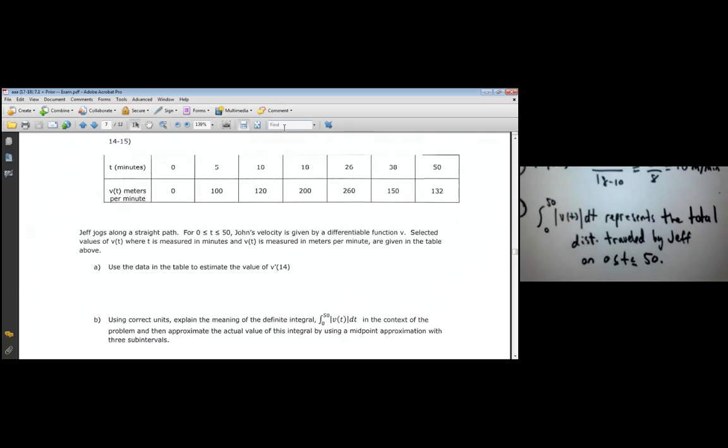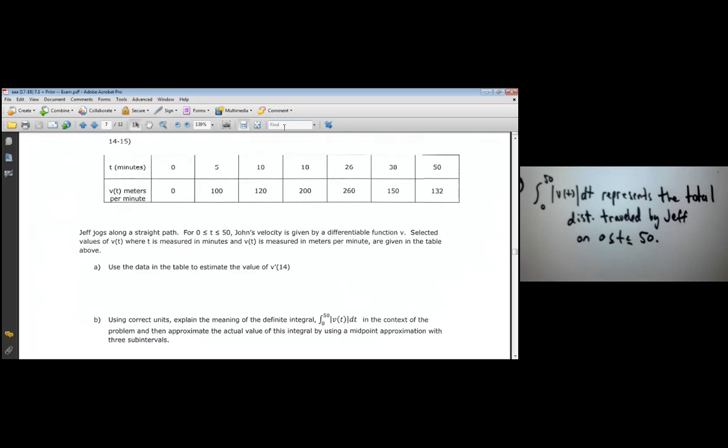Would it also be acceptable to just say total distance traveled over 50 minutes, or is it better to give the interval? I don't think that's wrong. My habit, my pattern is just whatever interval they give, I just mimic it back to them.